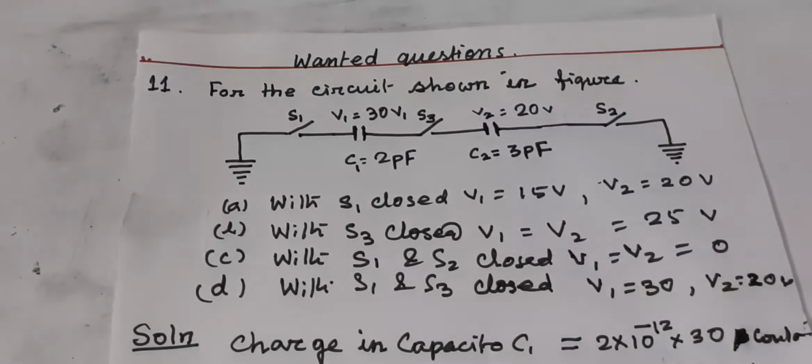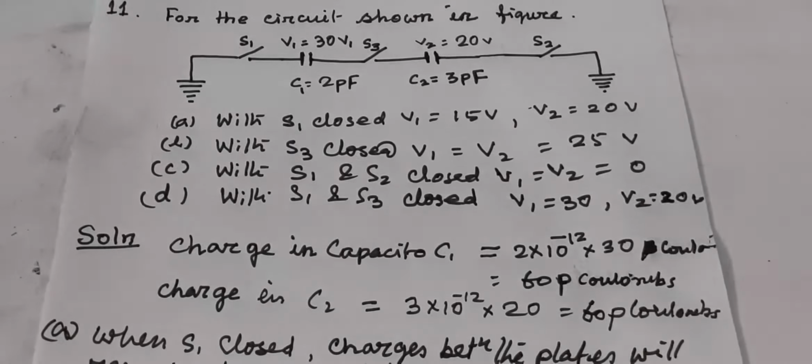There are 4 statements given. The first statement is: with S1 closed, V1 will become 15 volt, V2 will become 20 volt. Suppose S1 is closed and the 2 ends are earthed, there is no source here. So the capacitor is already charged. Each plate of the C1 capacitor will hold 60 picocoulombs of charge. The left side will hold 60 pico positive charge and the right side will be negative charge.